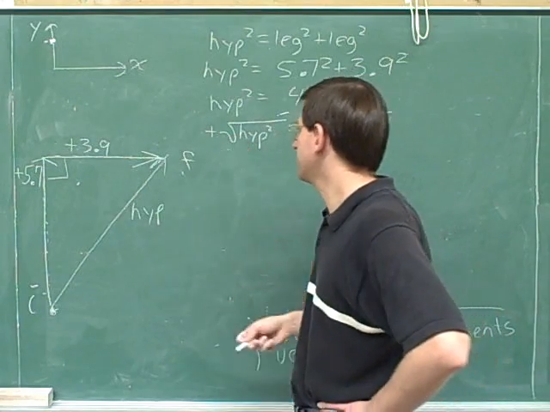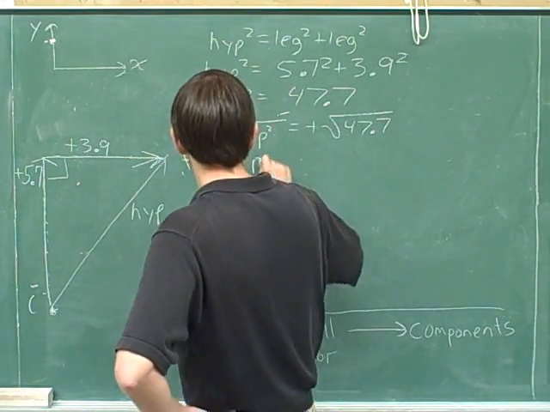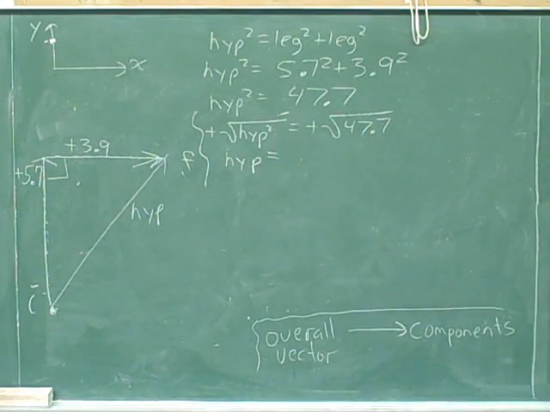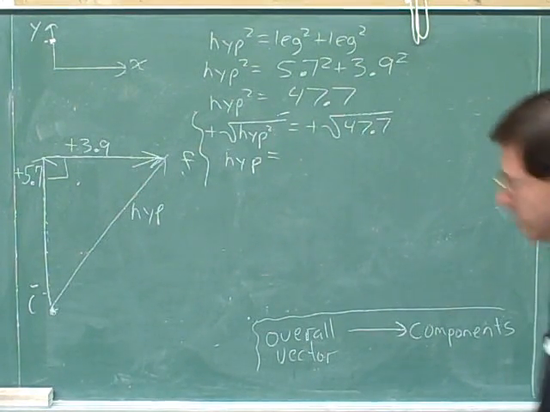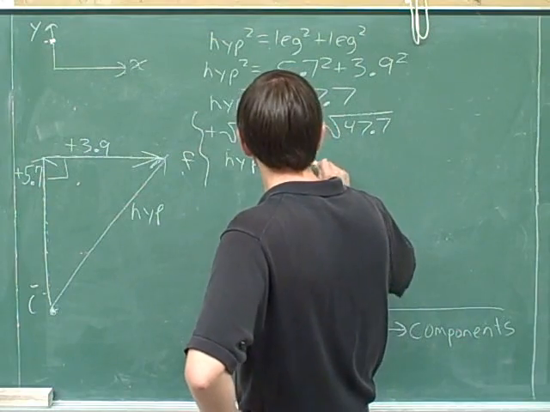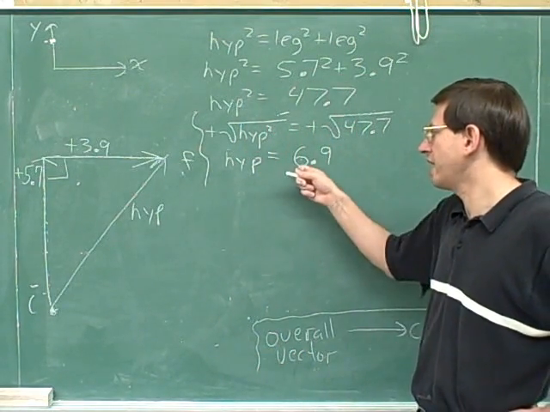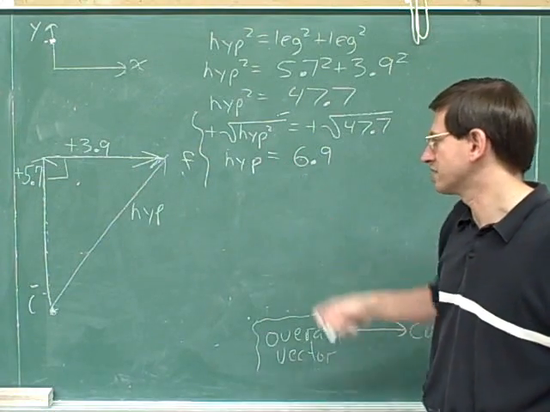Well, if you square something and then take the square root, you go back to the original variable, which is just the hypotenuse here. And we can use our calculator to find the square root of 47.7, which is about 6.9. This came out positive, but I'm not going to indicate the sign because it's just a length. Lengths are always positive.